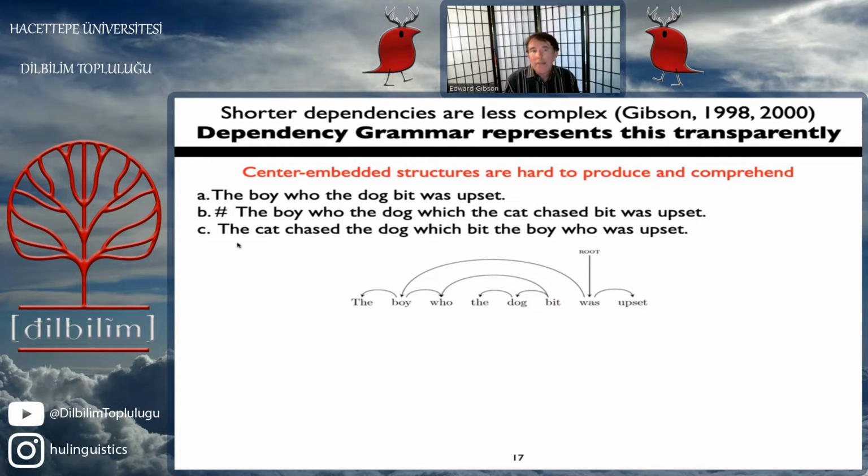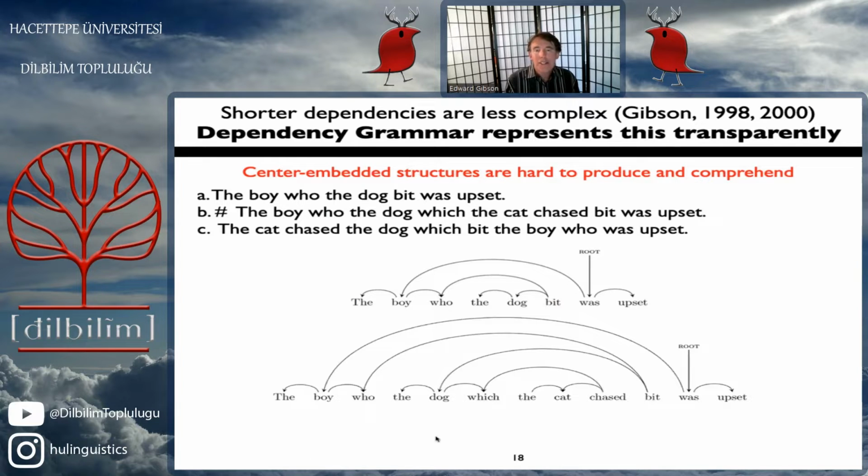But it gets a lot worse in B. So if I want to say the boy who the dog which the cat chased bit was upset. That's really hard to understand. That's really hard to produce, really hard to understand. And lo and behold, these are really long distance dependencies. Maybe that's what's hard about this, is the long distance dependencies. There's some cost maybe associated with producing and or comprehending these long distance connections.